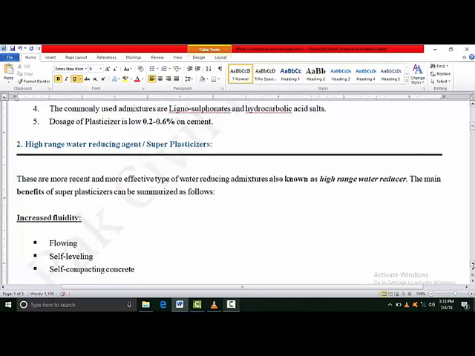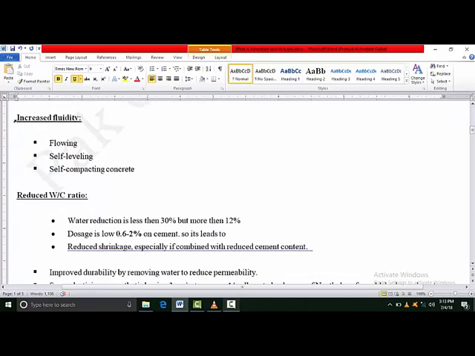The benefit of it is the increased fluidity. If we use this super plasticizer, the fluidity increases, meaning our concrete becomes more workable, flowing, self-leveling. It is self-leveled. There is no need for leveling of it, okay. And self-compacting, we also call it self-compacting concrete, the concrete in which the super plasticizer is used, because it becomes more workable. Due to more workability, it becomes self-leveled concrete as well as self-compacting concrete, okay.